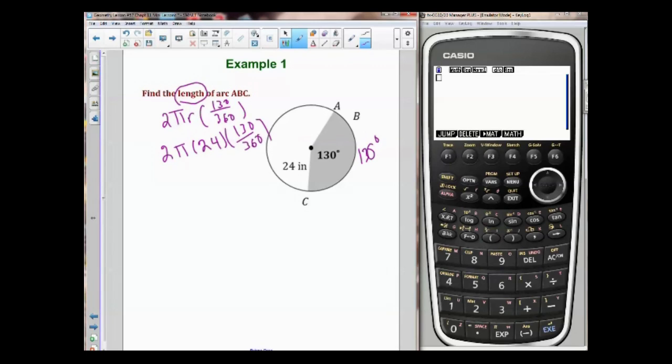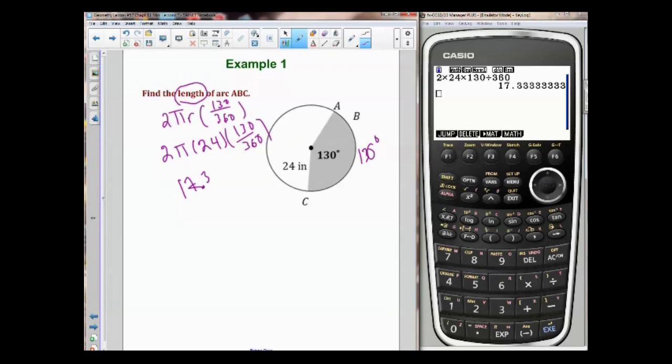And this is all the work I have to show because I'm just going to go over to my handy dandy calculator. 2 times 24 times 130 divided by 360. All right, and I get 17.3, so on, so on, so on. I can do approximate, exact, whatever. But I'm just going to round it to 17.3.